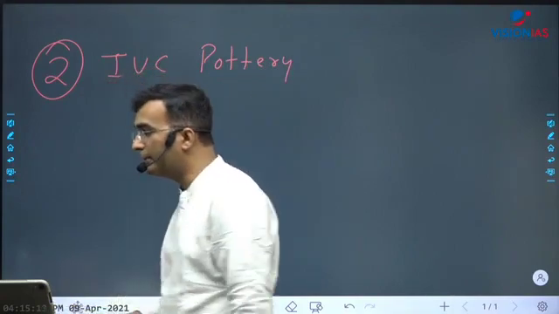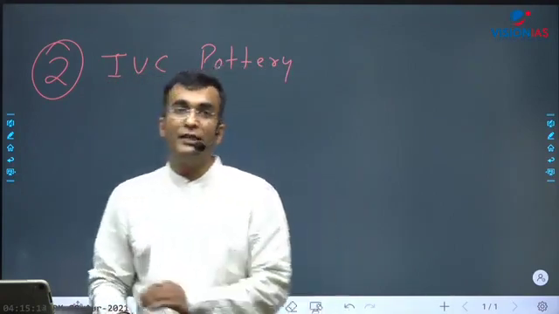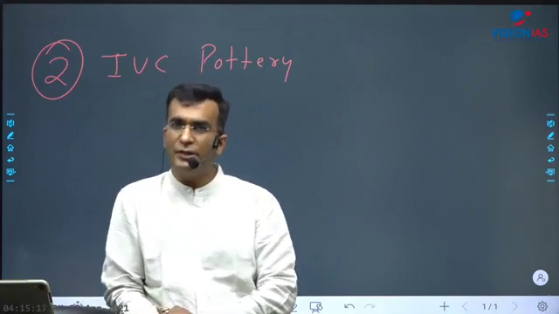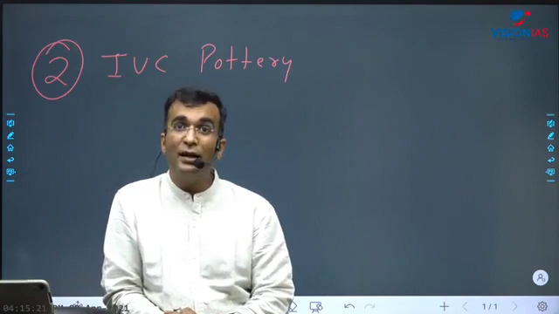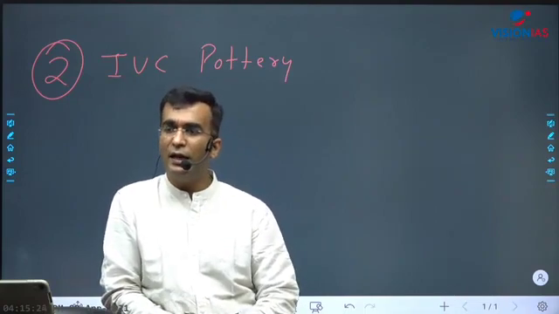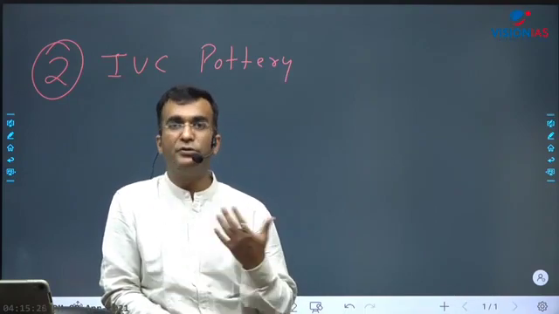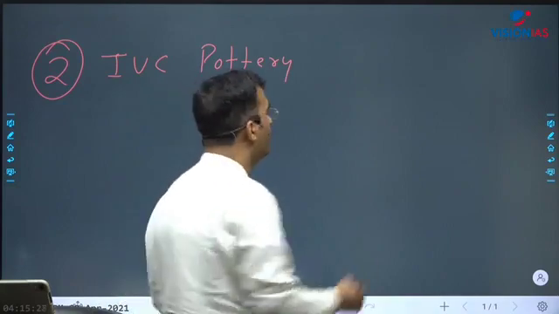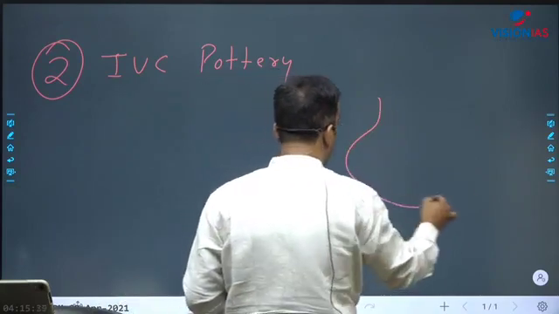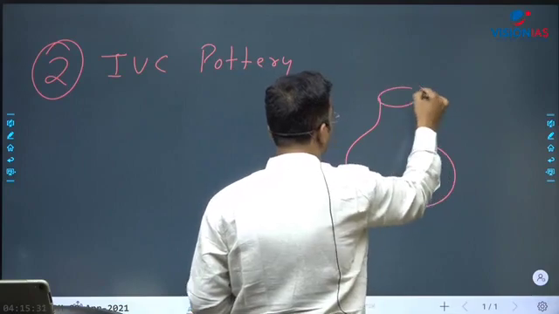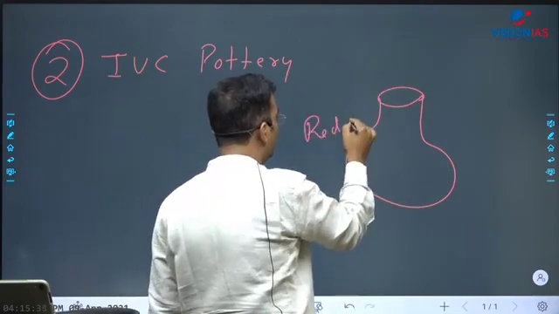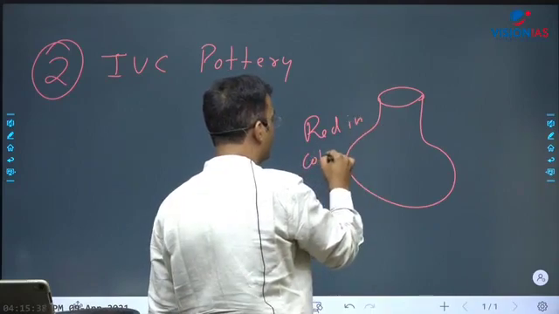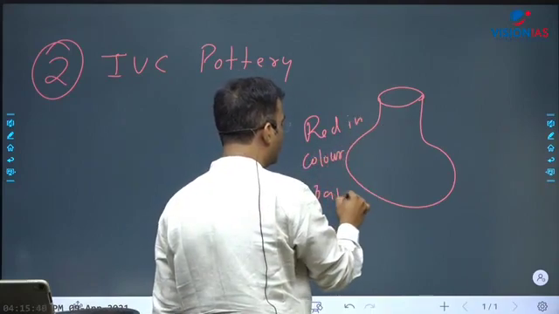So you write IVC pottery. When it comes to Indus Valley civilization pottery, the general pottery or general purpose pottery was red in color, made from clay, baked on fire. Simple. It used to look this way. It was generally red in color, baked on fire.